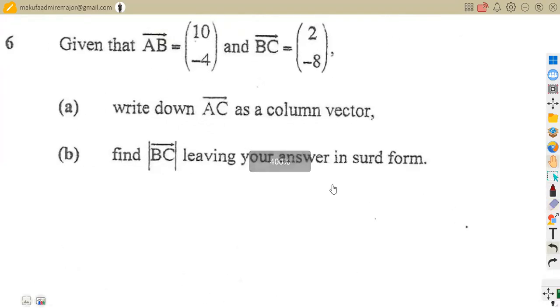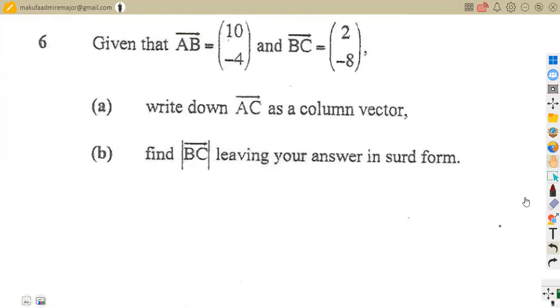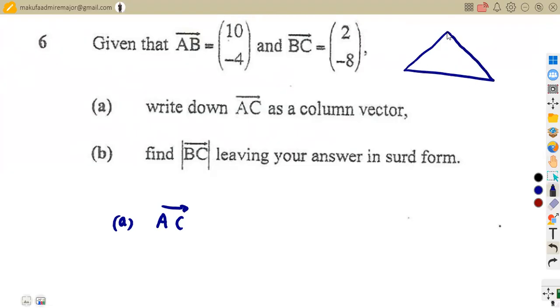All right, on question number 6, we are given vector AB and vector BC. Write vector AC as a column vector. In this case, we are already given the displacement vectors. So we are supposed to take a route or a direction. Let's say we are on a triangle like this. This is point A, this is point B, this is point C.